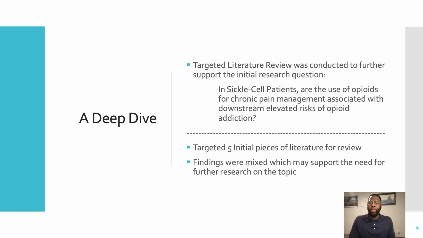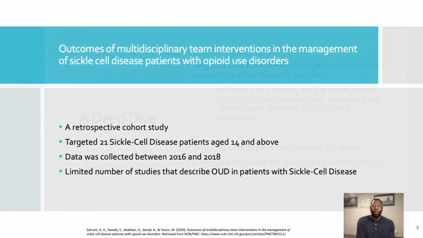So what I did, I chose 5 initial pieces of literature to review, and those findings were very mixed, but they further support the need for more research. The first piece of literature here is titled Outcomes of Multidisciplinary Team Interventions in the Management of Sickle Cell Disease Patients with Opioid Use Disorders. This was a retrospective cohort study that targeted 21 sickle cell disease patients aged 14 and up. Data was collected between 2016 and 2018.